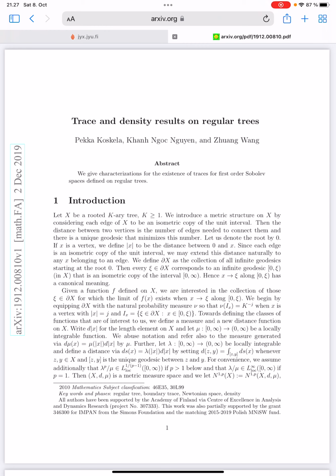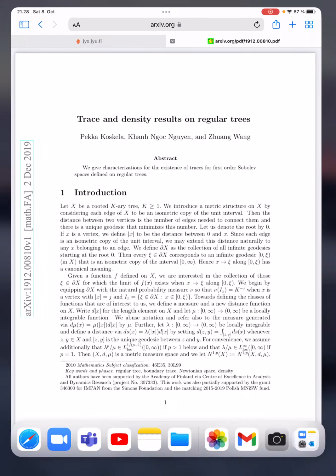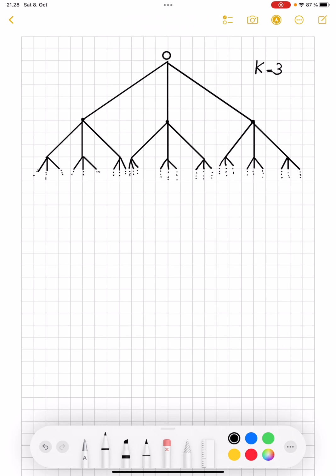I won't get into the details of what Sobolev functions even mean in this context, but we will at least construct the basic setting of the paper, which is what is this space we're talking about, what is the metric, what is the distance function on it, and also we will talk about the measure on this space, because you need both a metric and a measure to even begin to talk about Sobolev functions on a space.